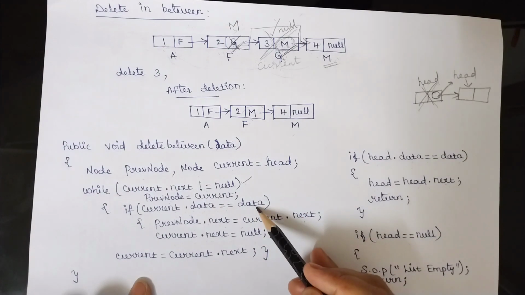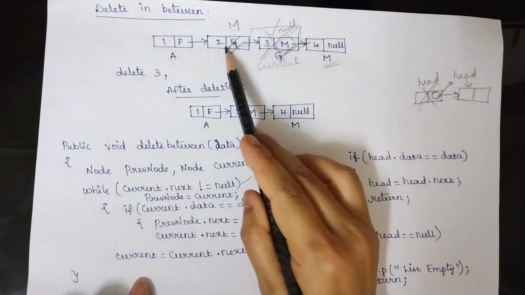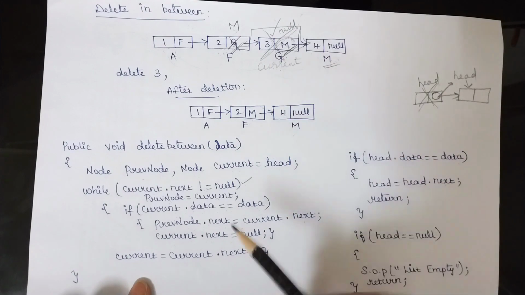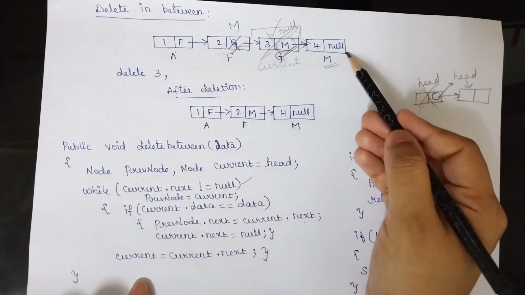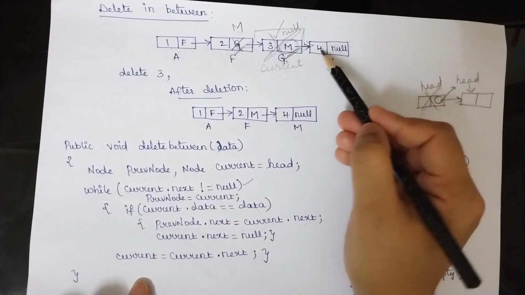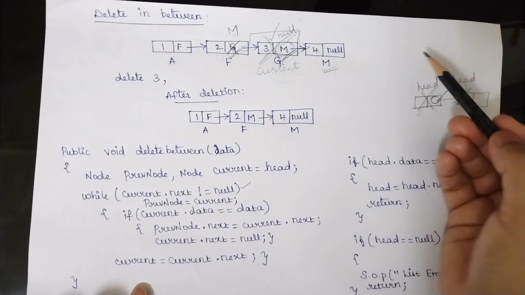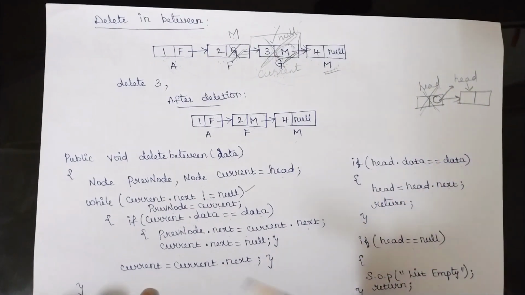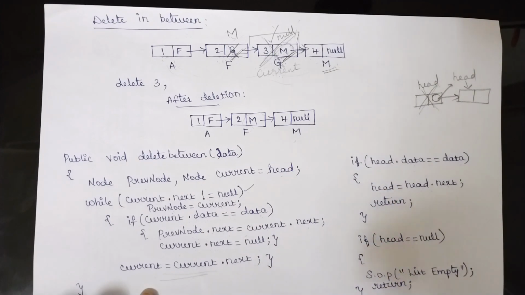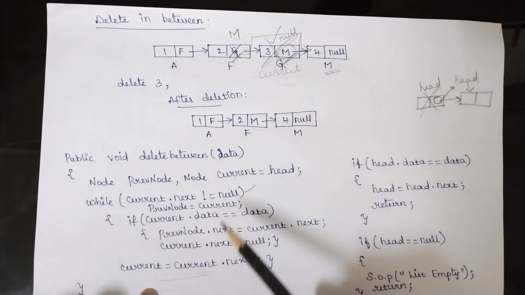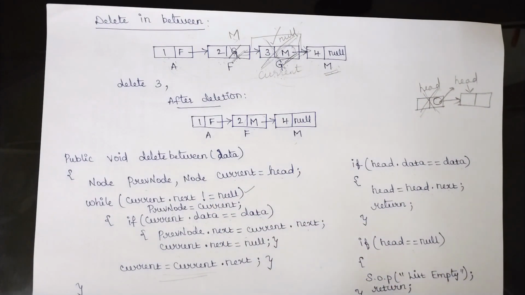Otherwise, if the current data is not matching with this value, you need to move to the next node and again compare whether that data value is equal to the data value that you are going to delete. For that you are using current is equal to current.next, that is, you are iterating to the next node. So this is how you will delete a node that is present in between the list. So this is all about the single linked list operations.